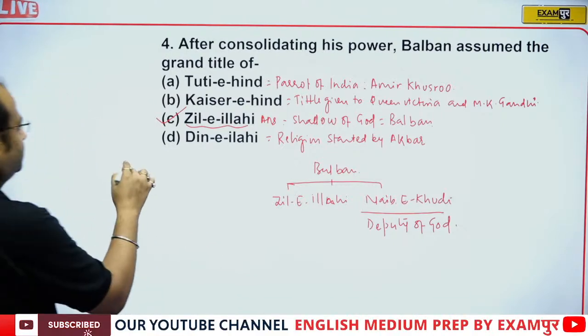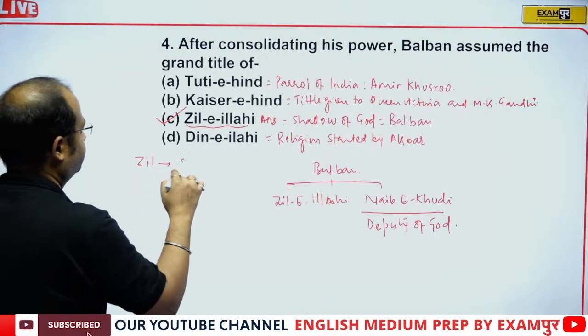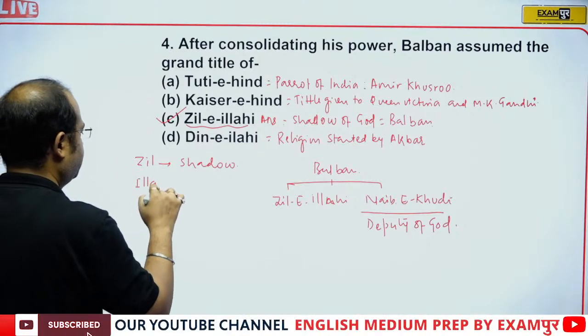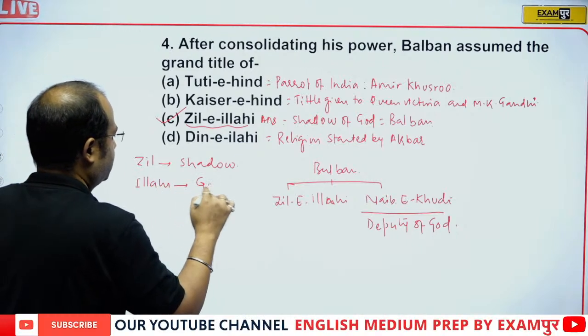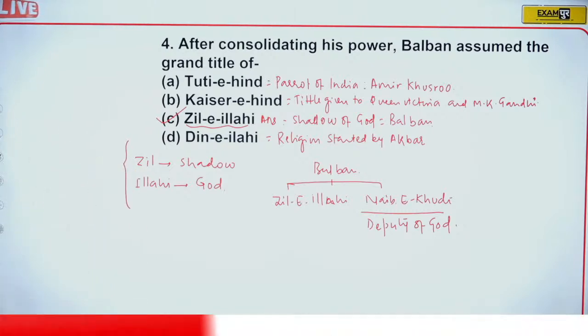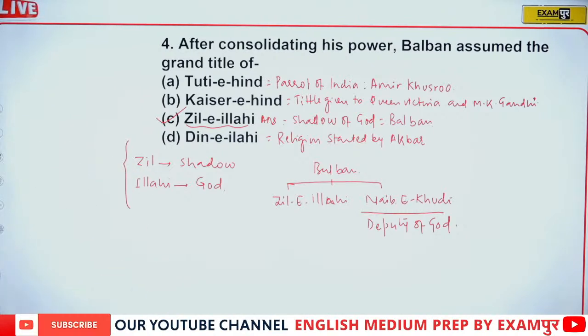Zill means shadow and Ilahi means God. So shadow of God, that is called Zille-Ilahi. Therefore, the correct answer will be option C.